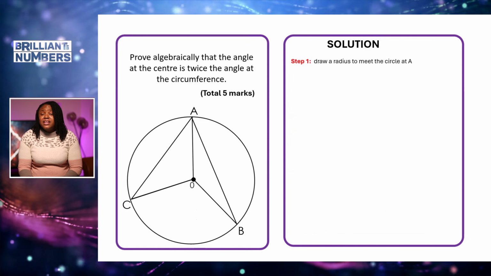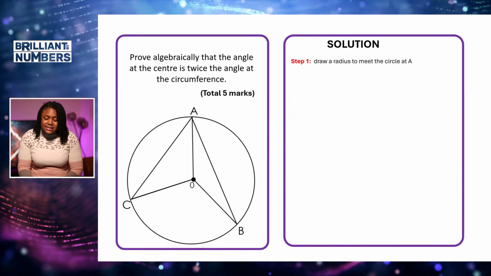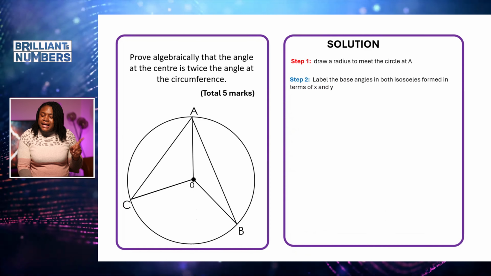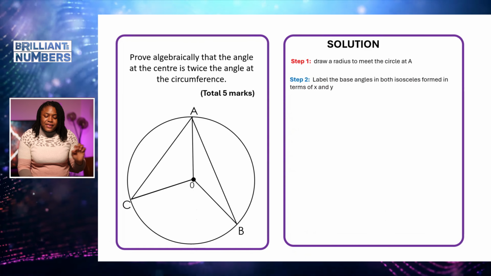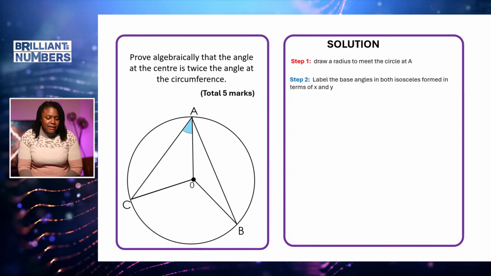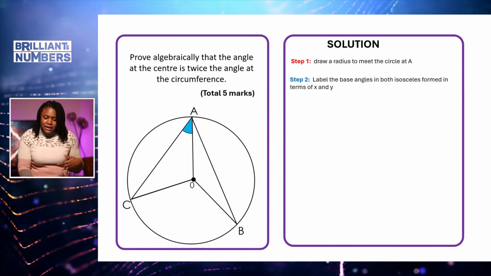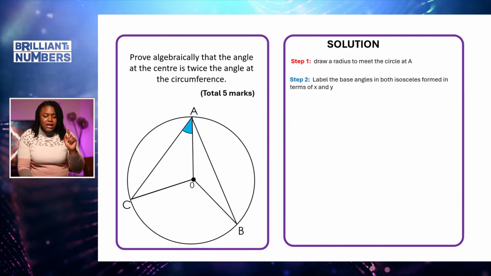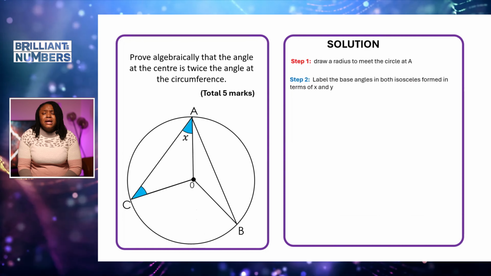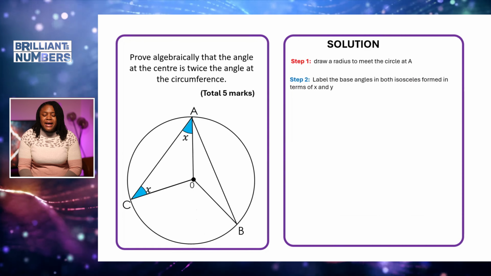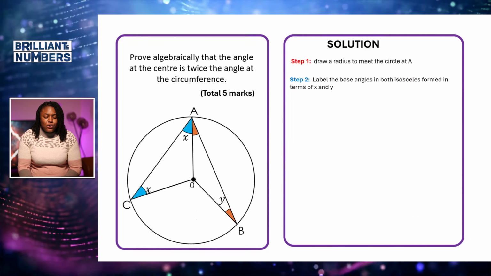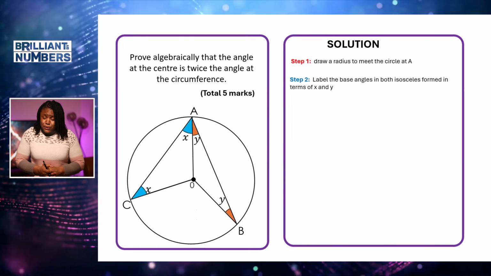Now, once we've done that, I think you know where this is going, similarly to what we have done before. So step 2, we're going to label the base angles in both isosceles triangles X and Y. I've just pre-done that one there, since we have done the other one from scratch together. If you put your angle there, call that one X. Put the other one, isosceles, so it will also be X. Then for the other triangle, we call those X and we call those Y. Beautiful.